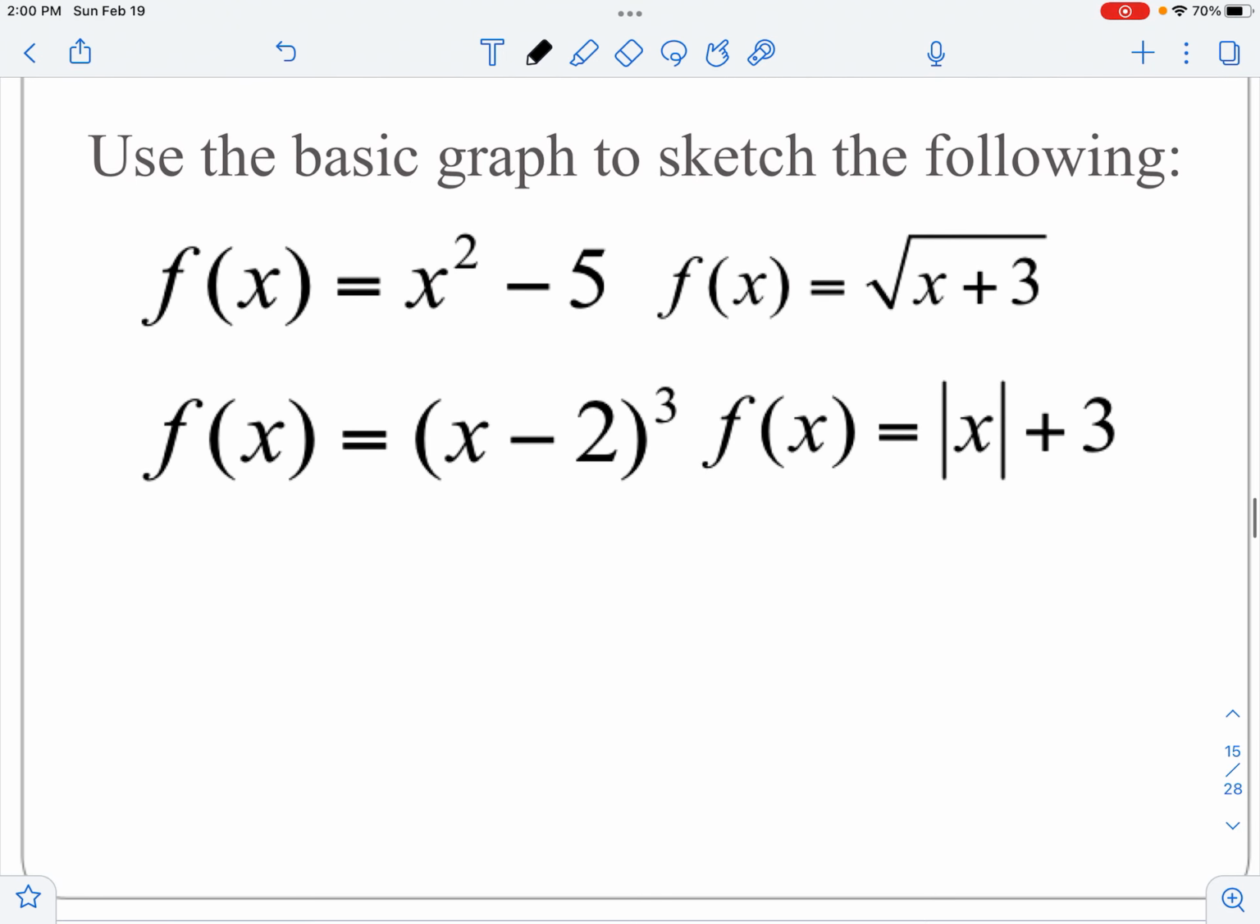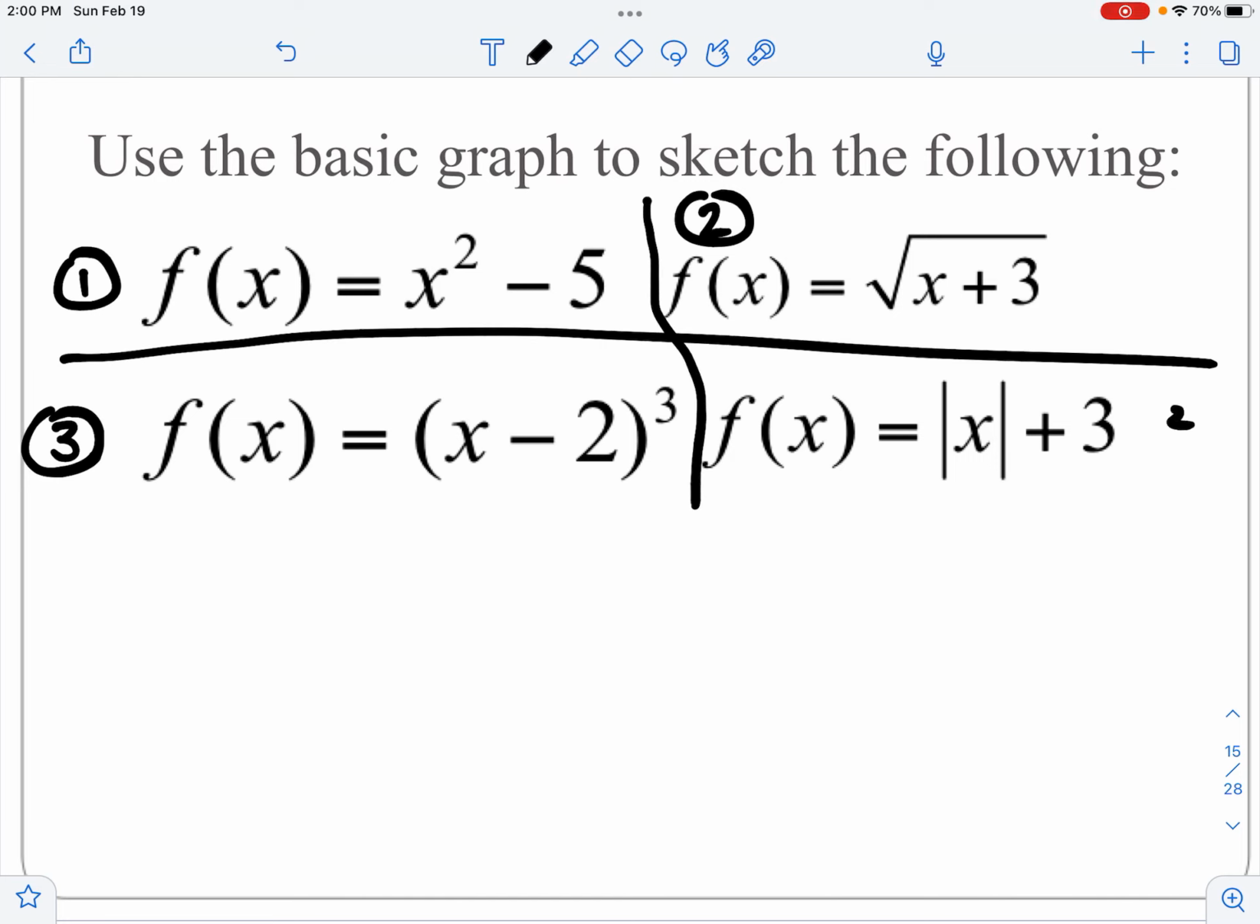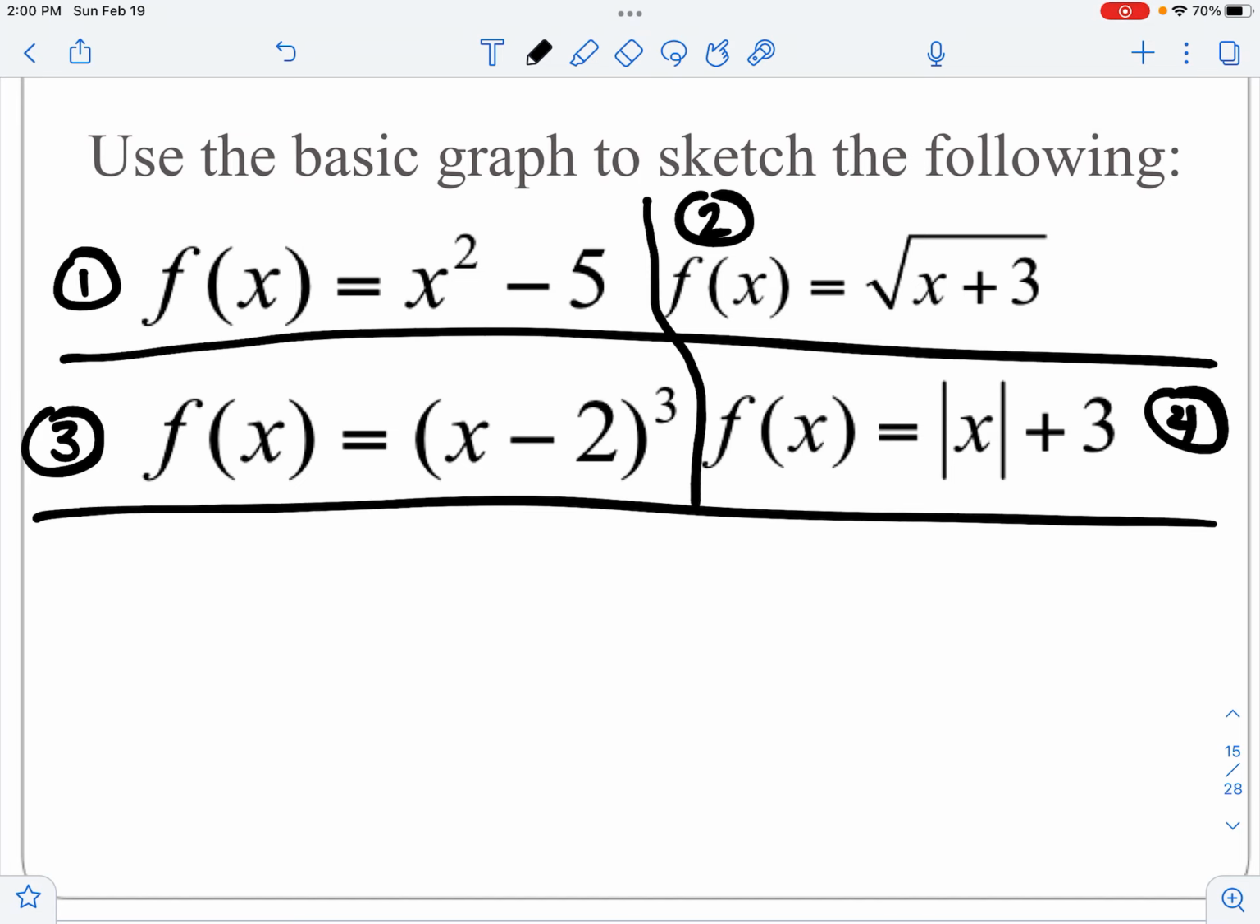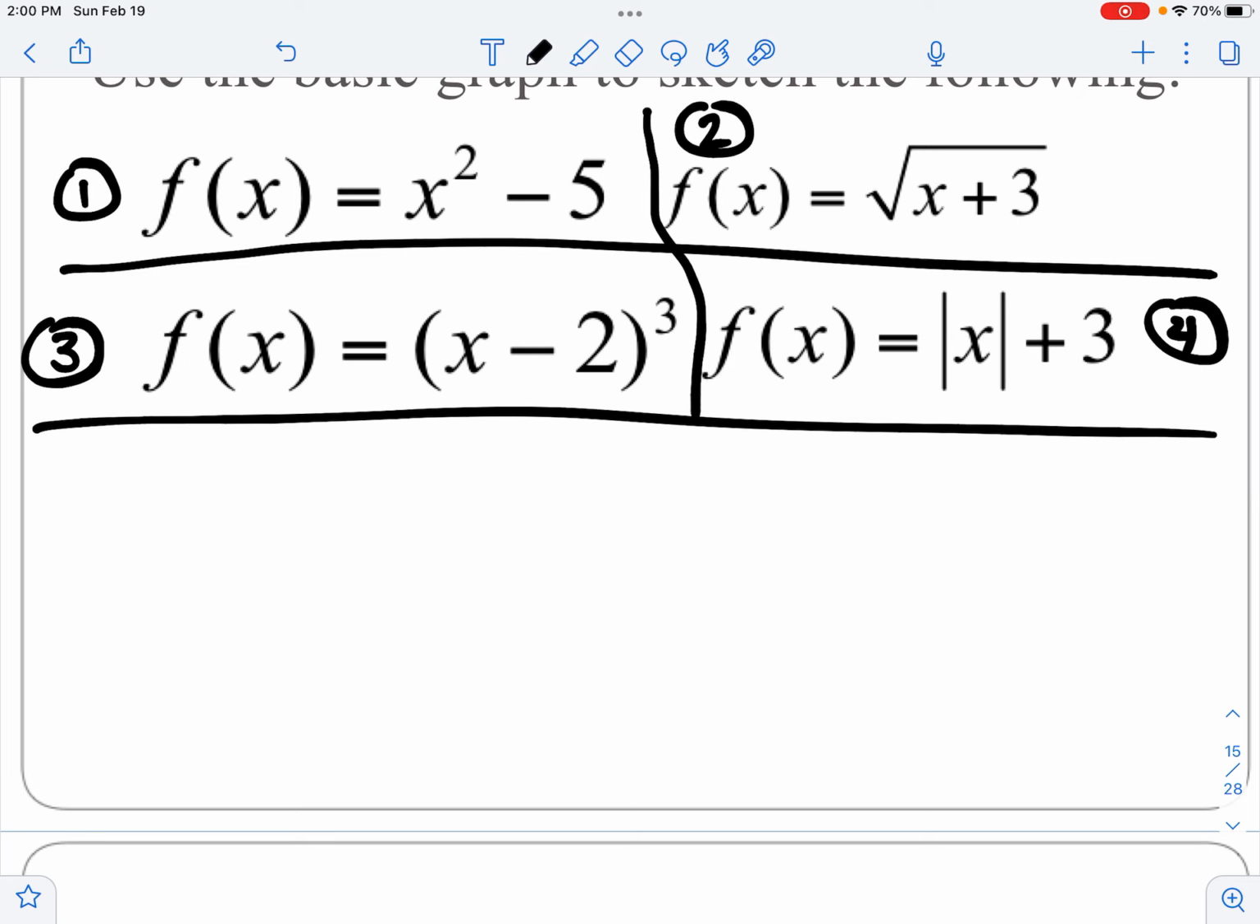Okay? Use the basic graph to sketch the following. All right, so let's just go ahead and label these. Example 1, example 2, example 3, and example 4. Let me space these out right here. Okay, so on example 1, the graph of x squared.